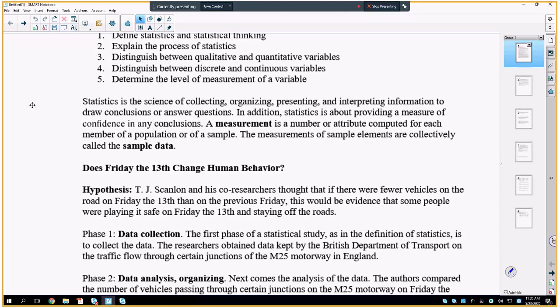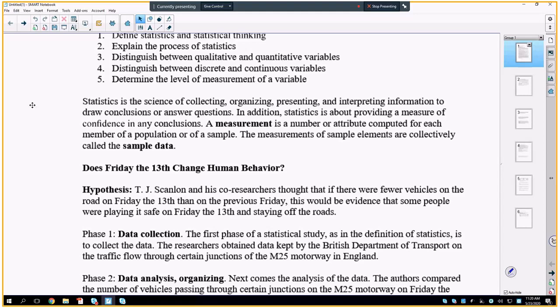A measurement is a number or attribute computed for each member of a population or of a sample. The measurements of sample elements are collectively called the sample data. So in a minute, I'm going to explain to you the difference between a population and a sample, but the key idea is we need to take measurements in order to back up our statements about a question that we have.